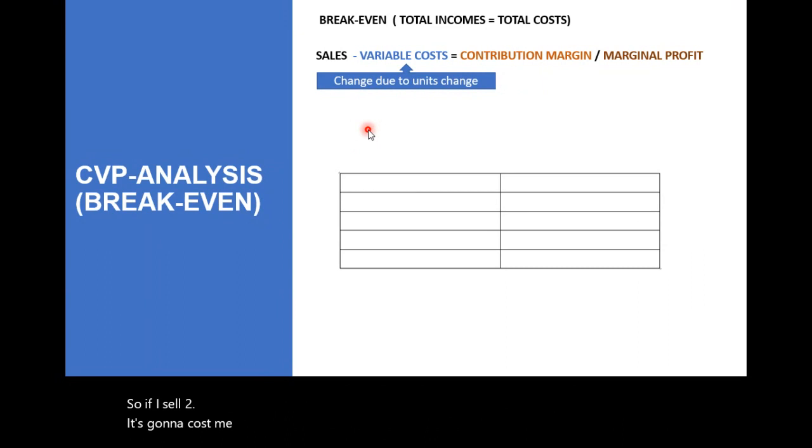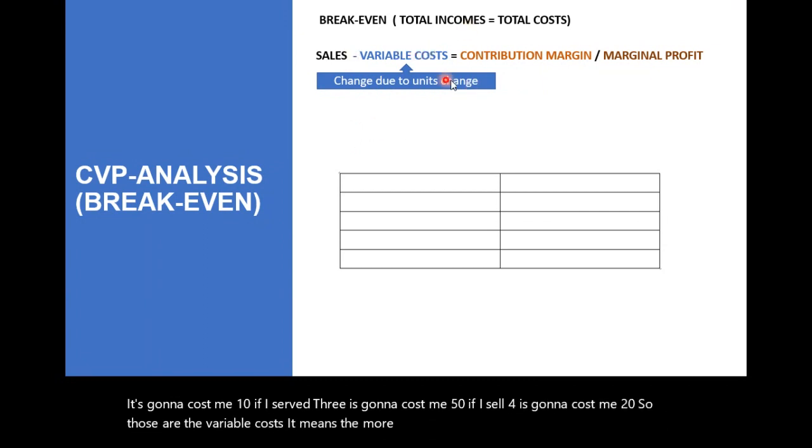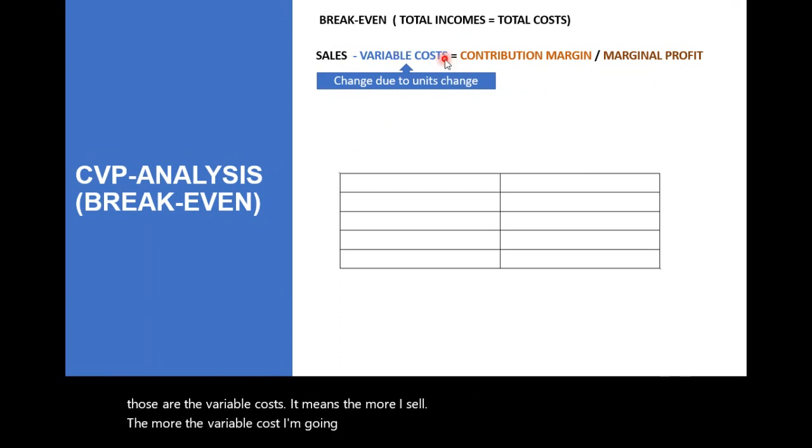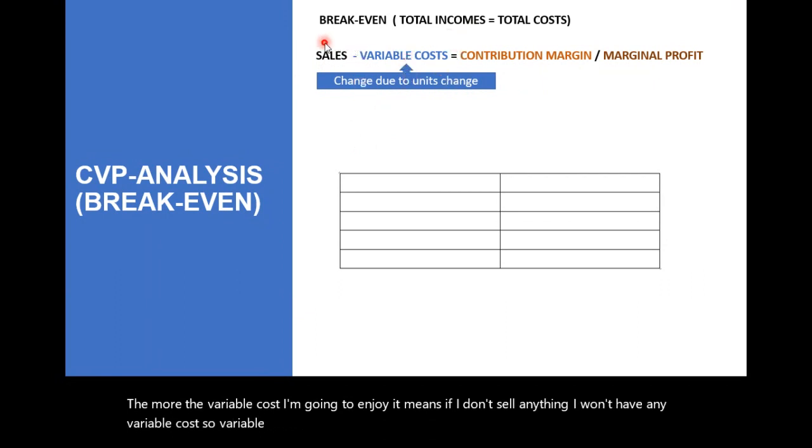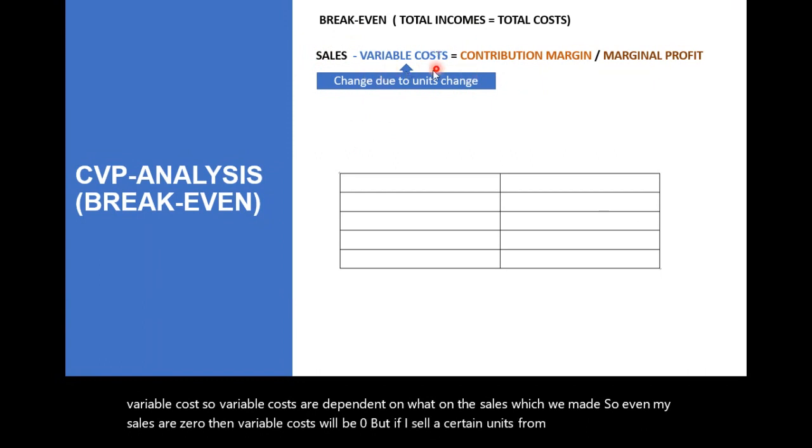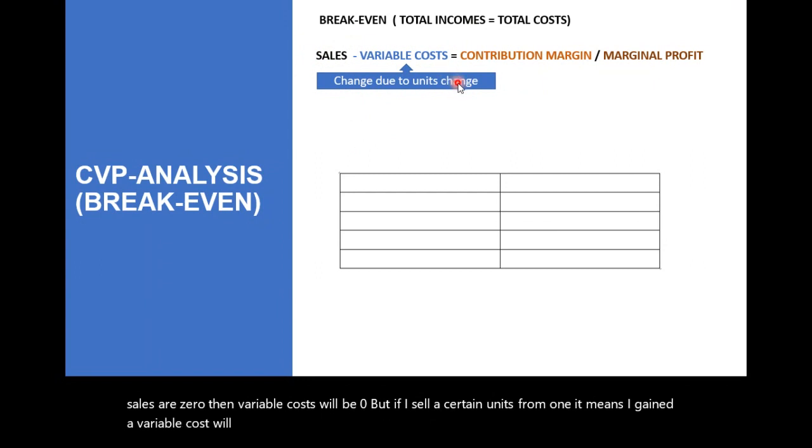If I sell 3, it's going to cost me 15. If I sell 4, it's going to cost me 20. So those are variable costs. It means the more I sell, the more variable cost I'm going to incur. It means if I don't sell anything, I won't have any variable cost. So the variable costs are dependent on what? On the sales which we made. So if my sales are 0, the variable cost will be 0. But if I sell a certain unit from 1, it means the variable cost will increase from 0 to a certain cost. You understand the logic.